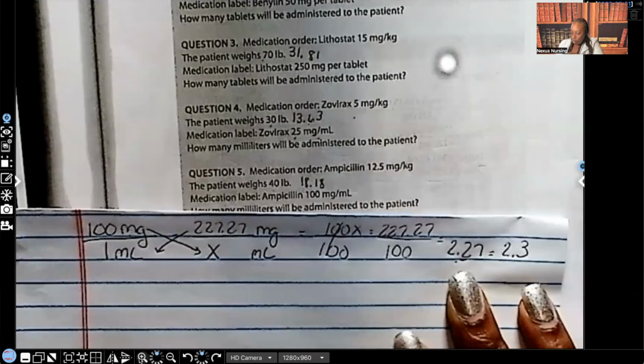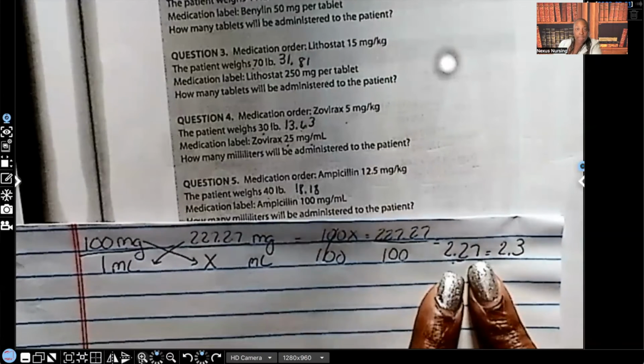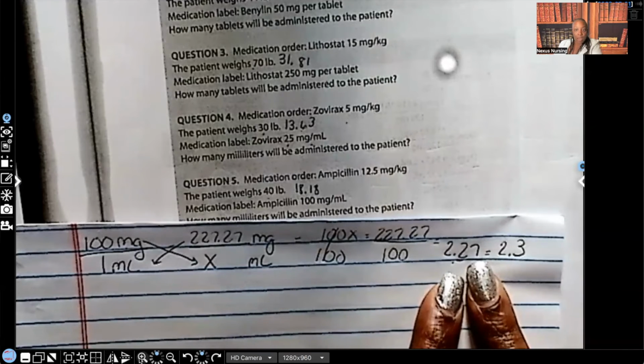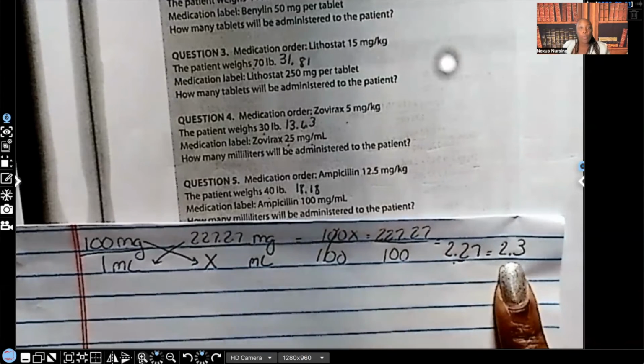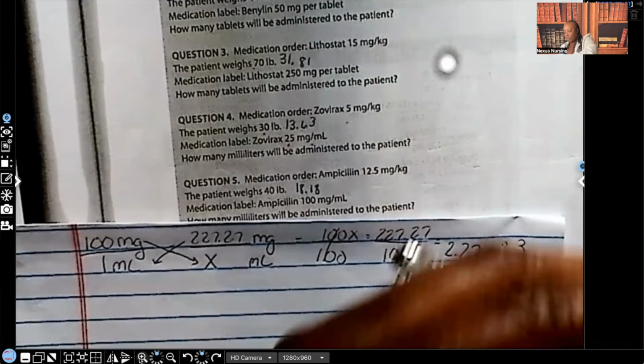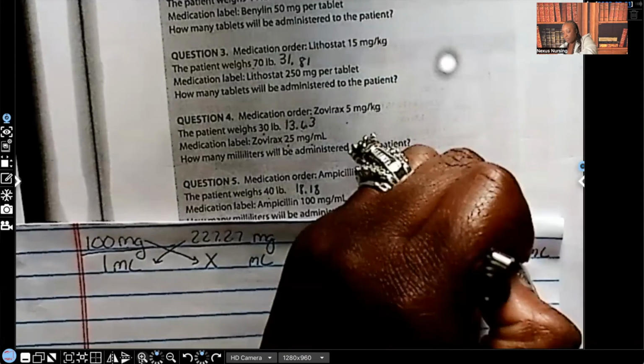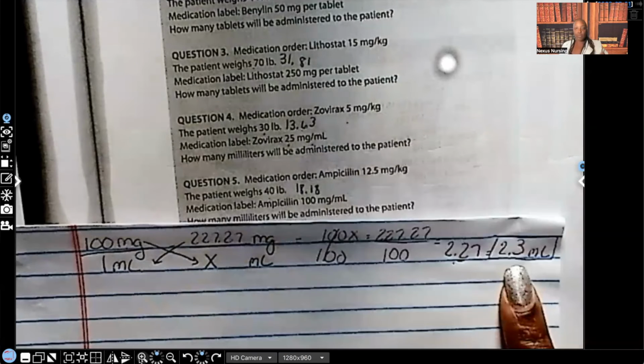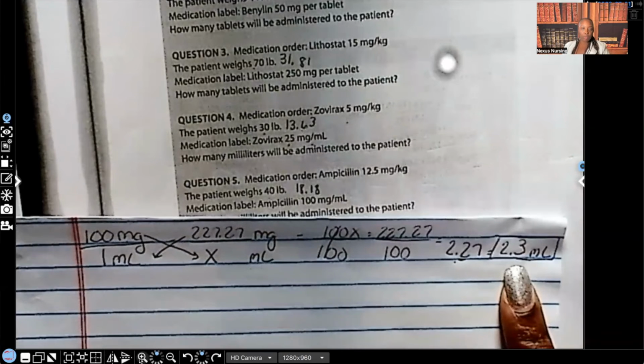2.27 is going to turn into 2.3. Why? Because next to the 2 is a 7. If it's 5 or higher, we have to go up. So it's 2.3. Are we done? No. We have to put our unit. 2.3 what? Milliliters. 2.3 mLs is what we're going to give.